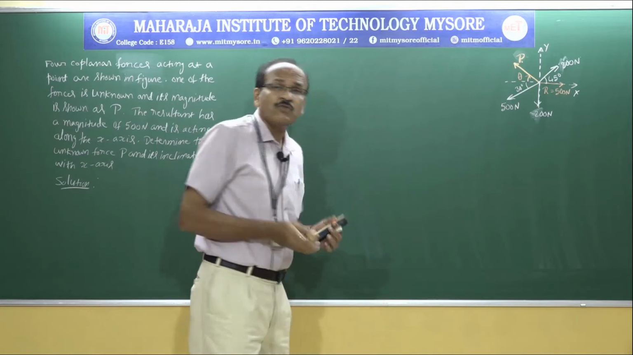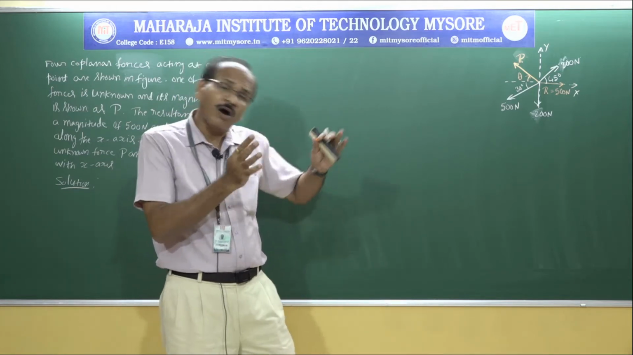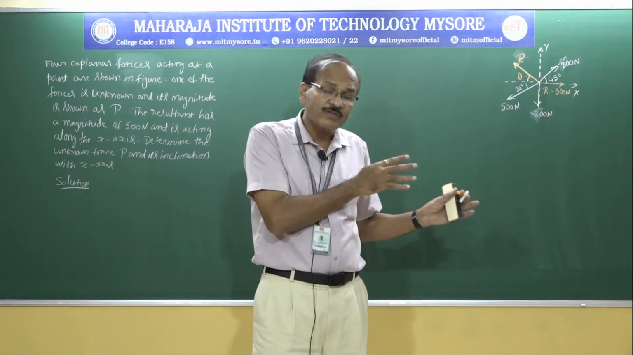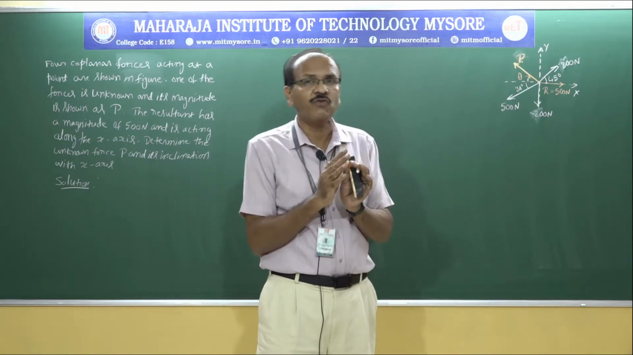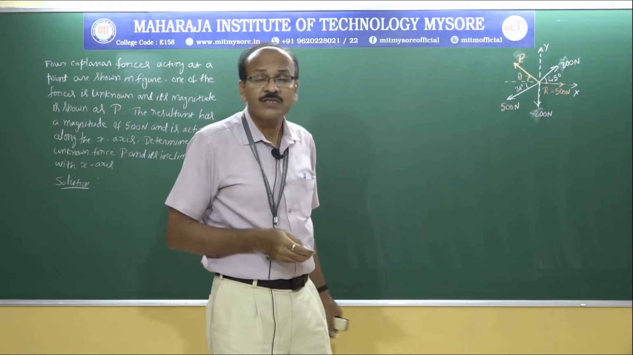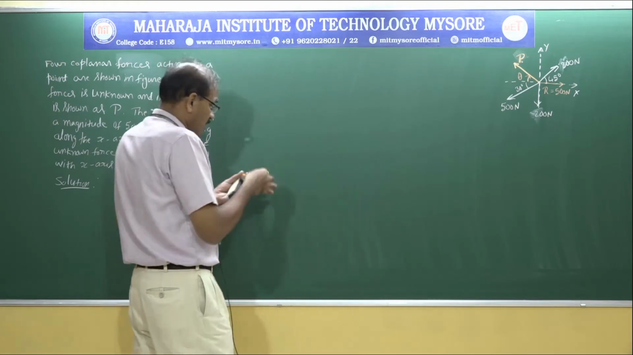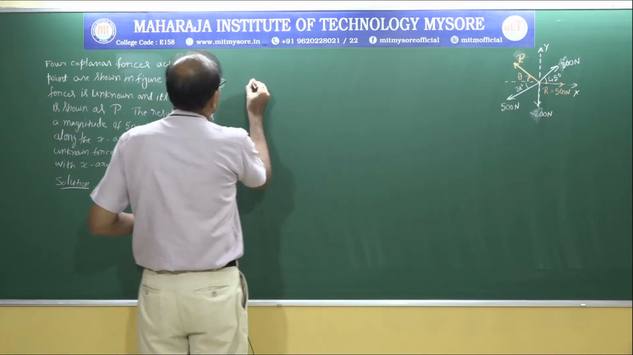First what I do is, I am going to split up the figure. I am going to keep all the forces on one side, and I am going to equate that force to the resultant, whose value is given as 500 Newton. So this is the way it goes.